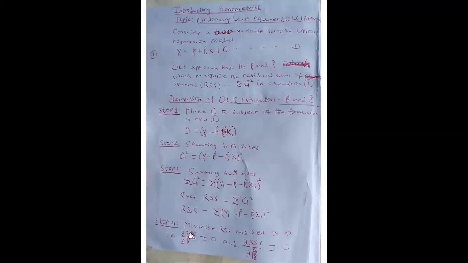Next, we want to find the derivative of RSS with respect to beta 1 hat. This is the expression we have to differentiate with respect to beta 1 hat and beta 2 hat, setting each to 0. When we find the partial derivative of RSS with respect to beta 1 hat, we bring down the power, so we have 2 times the summation of, in brackets, y minus beta 1 hat minus beta 2 hat x.